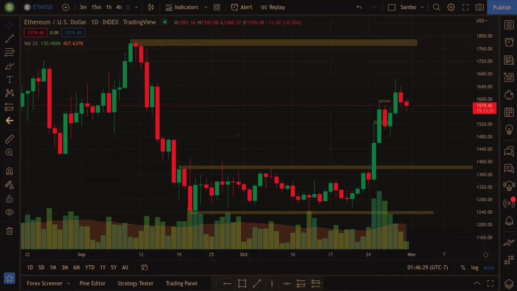Hello guys and gals, my name is Sambo and this is my review for Ethereum USD using my preferred software for market analysis and looking at the charts, which is TradingView.